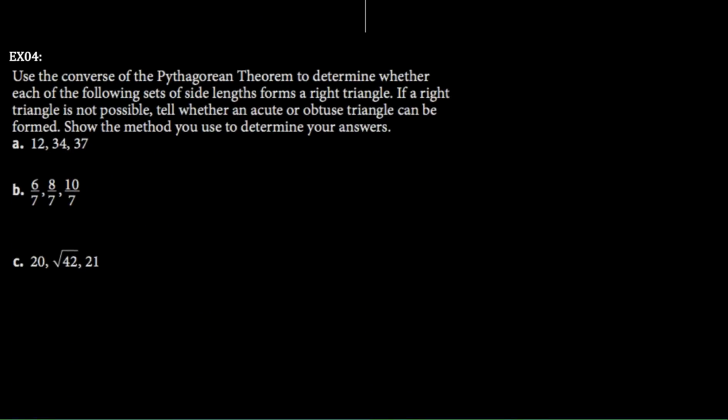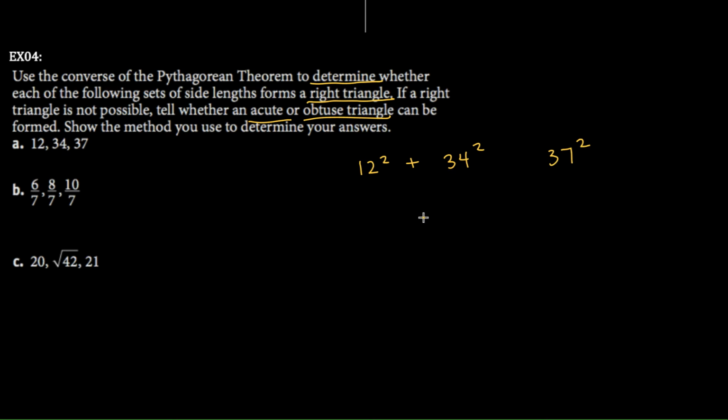Okay, so using the converse of the Pythagorean theorem, we're going to determine whether each of the following forms a right triangle. If it is not a right triangle, tell whether it's acute or obtuse. So here, we'll do 12 squared, 34 squared, and 37 squared. We'll add these.